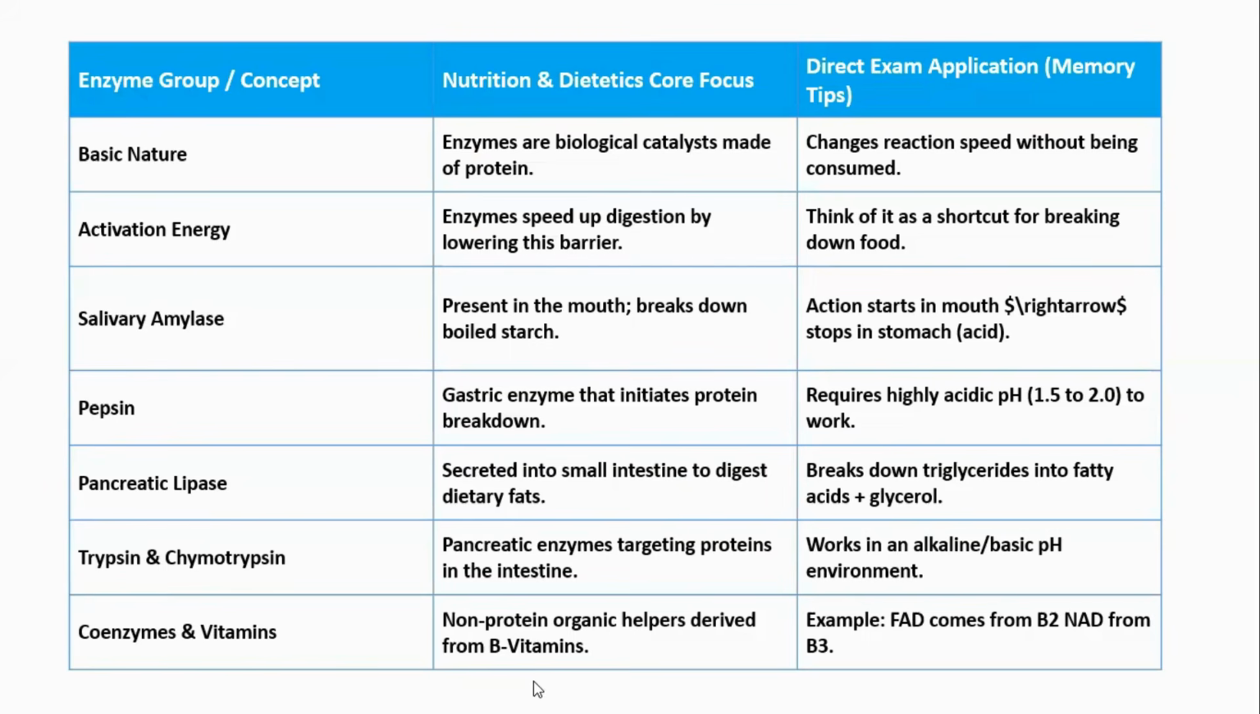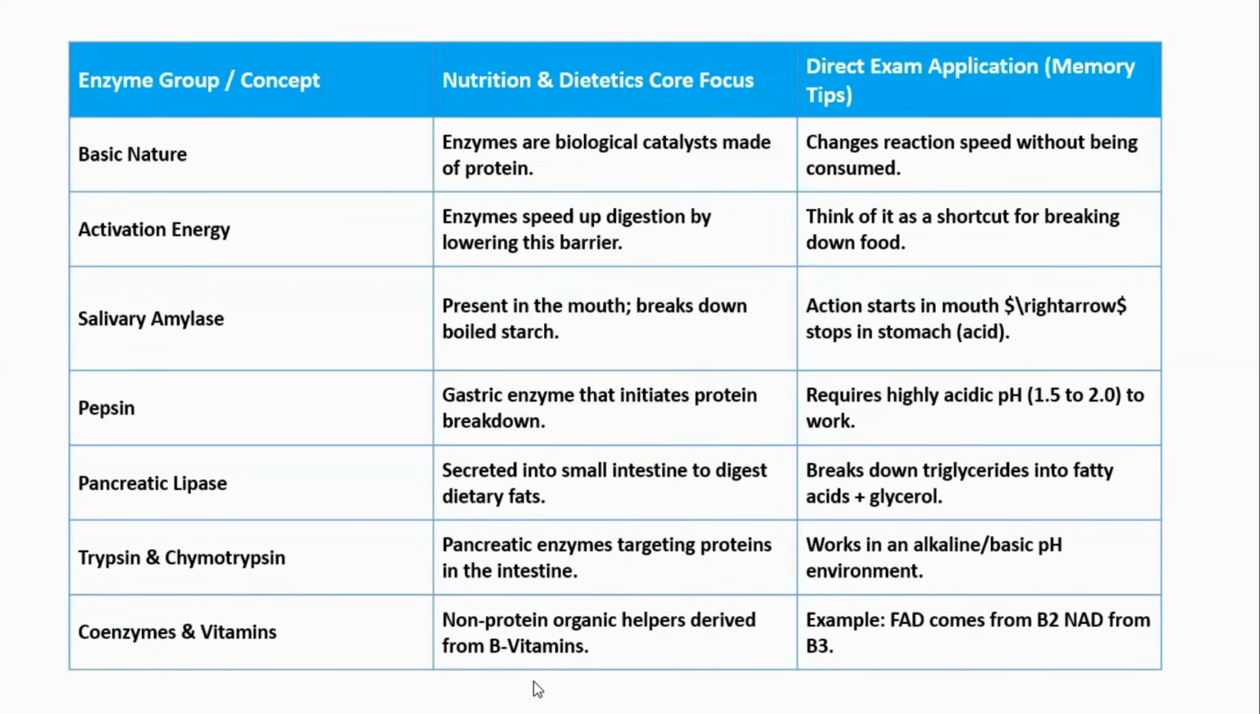Salivary amylase starts carbohydrate digestion right in the mouth. Once food reaches the acidic stomach, its action stops. Pepsin is a major gastric enzyme that begins protein digestion and works best in the highly acidic environment. Pancreatic lipase helps digest fat in the small intestine by breaking triglycerides into fatty acids and glycerol. Trypsin and chymotrypsin continue protein digestion in the intestine and function best in an alkaline medium.